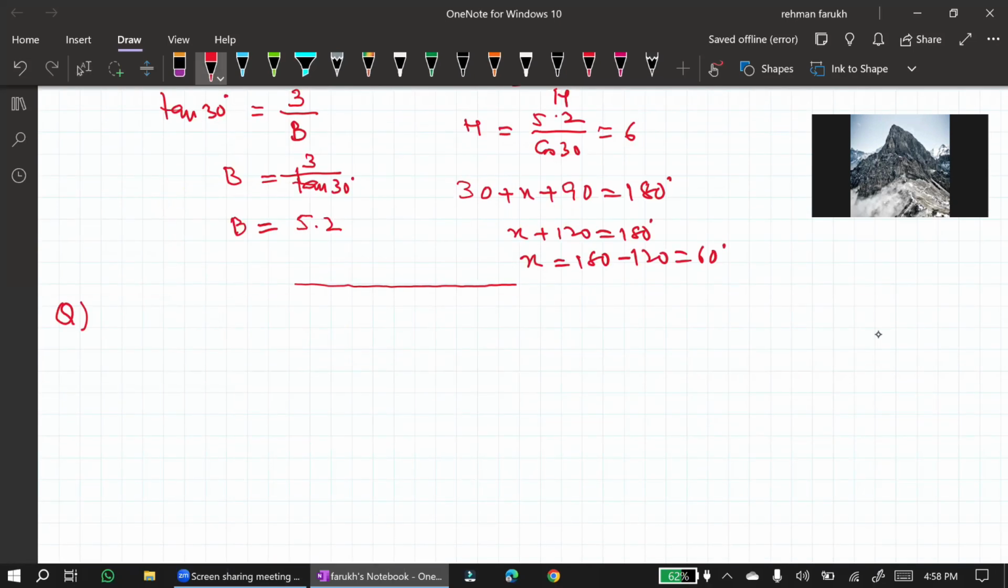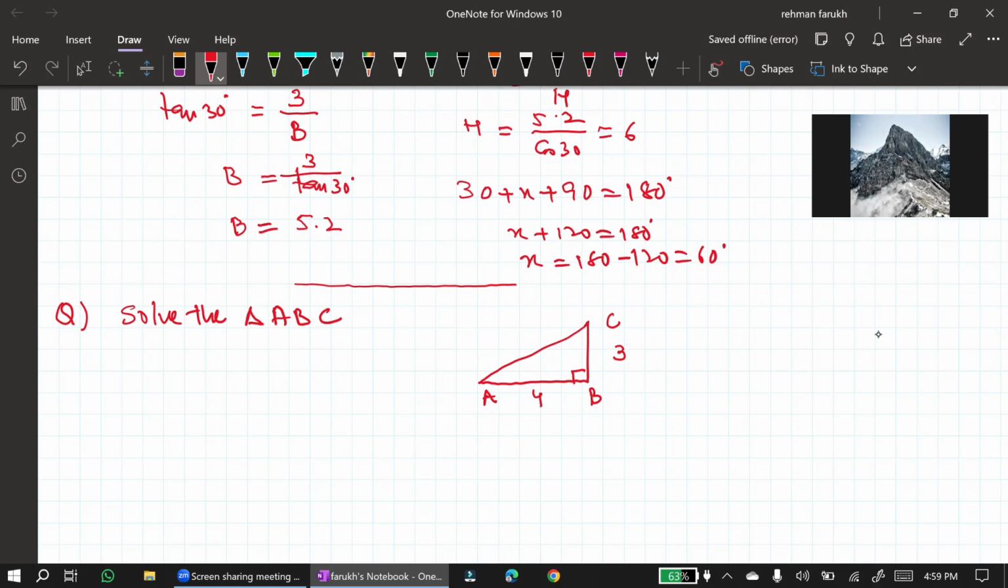Now, the question is, solve the triangle ABC. This one is a triangle given ABC. This angle is 90 degrees. The side opposite to 90 degrees is the hypotenuse. Now, these two sides are given. Now we want to find out the third side and the angle A and the angle C.